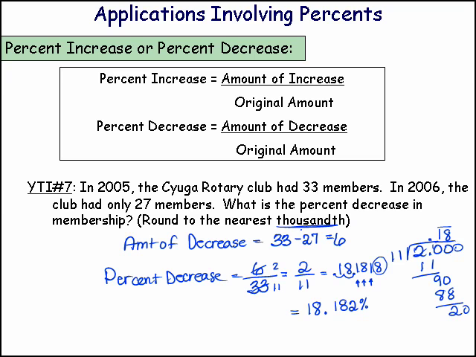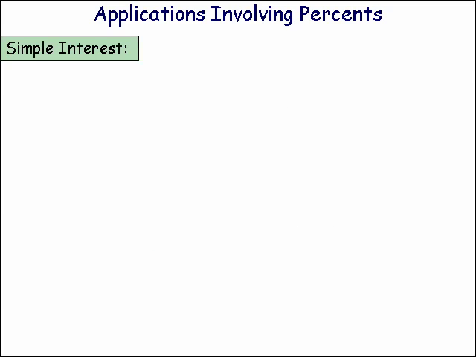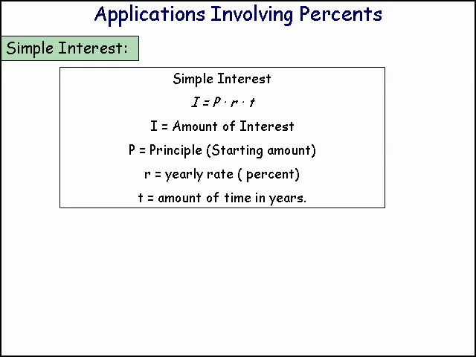Okay, so let's go on to the next set of problems. Simple interest. Here's the calculation for simple interest. I is equal to P times R times T. Okay, I is the amount of interest. And this could be, let's say you're earning interest on a savings account. That's the amount of interest you've earned.